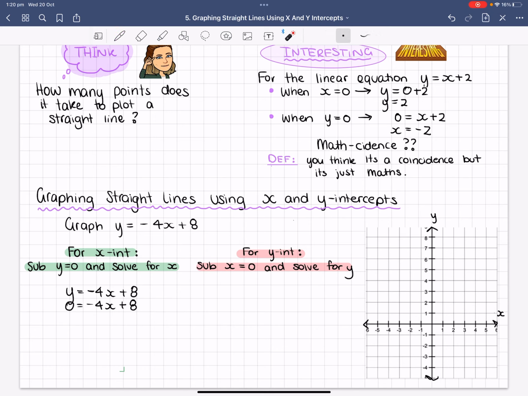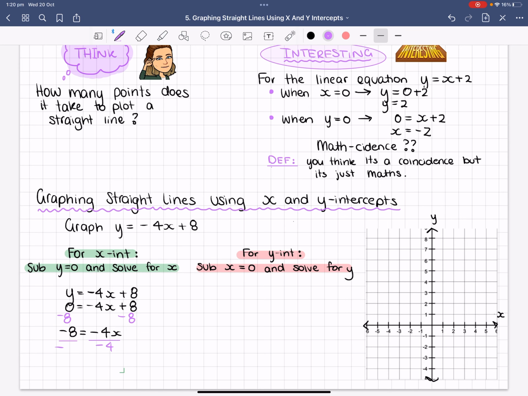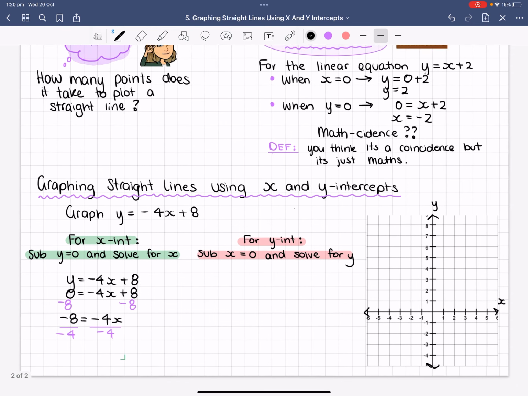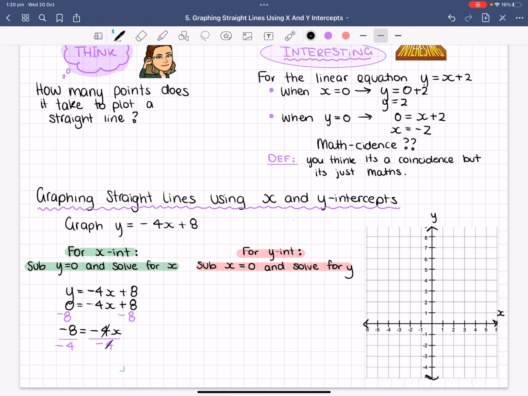So we're going to move the plus 8 to the other side by subtracting 8 from both sides. That leaves us with negative 8 is equal to negative 4x. And then we're going to divide both sides by negative 4. Remember, they cancel each other out, and we're left with 2 is equal to x, which is the same as, remember, x is equal to 2. What that means is, at that point, that's our x-intercept.